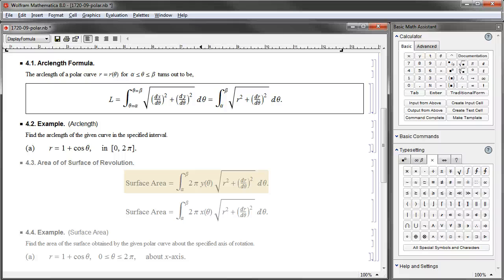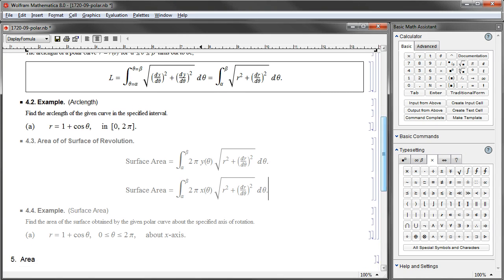This formula can be used for the surface area of a surface of revolution given by a polar curve when it is rotated about the x-axis, because the radius is y, so we have 2 pi y of theta, and ds is this. We already talked about it in arc length computation. This formula down here, on the other hand, can be used when the polar curve is rotated with respect to the y-axis. Consequently, the radius of rotation is x. Again, the ds computation is pretty much the same as before.